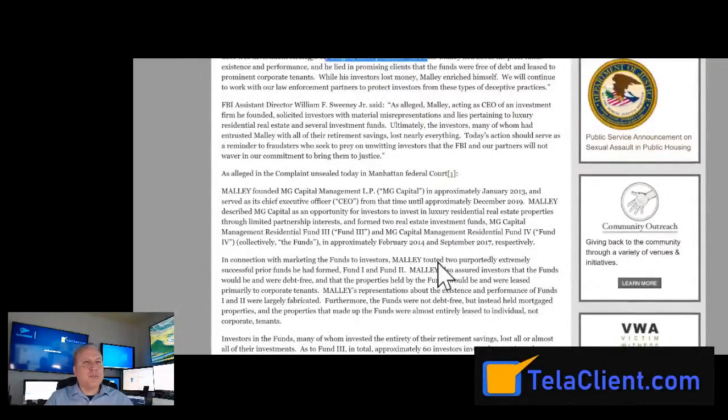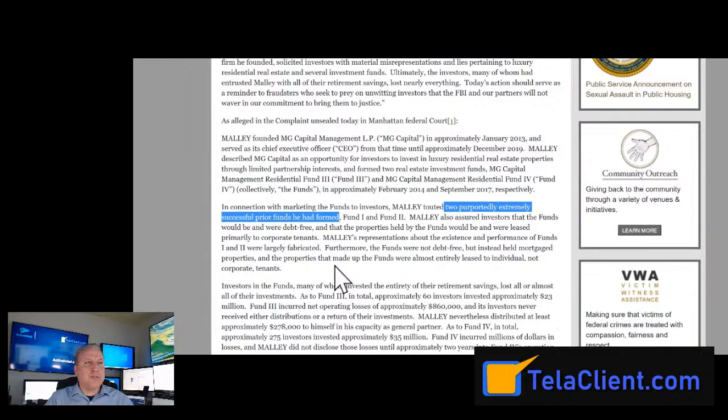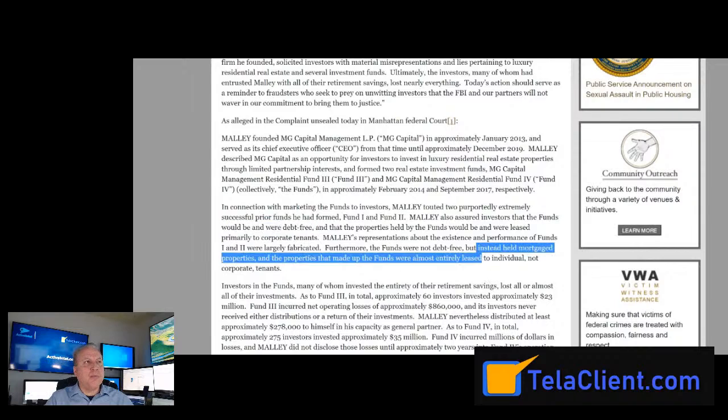What happened was there were two investment funds, MG Capital and MG Capital Residential. Actually, there were two residentials, 3 and 4. He also bragged about two extremely successful prior funds he had formed. But apparently that wasn't true. He also said that the funds would be and were debt-free. Apparently that wasn't true. Instead, he held mortgaged properties and the properties were leased to individual, not corporate tenants.